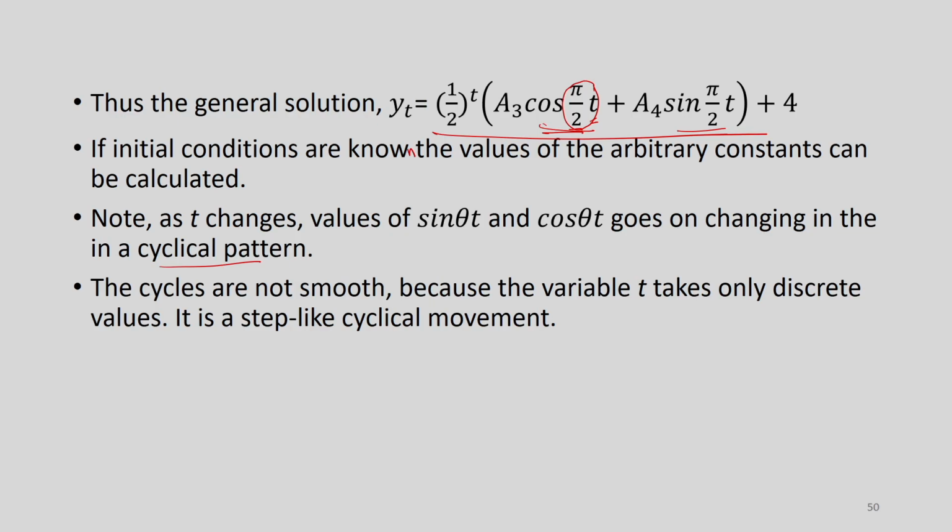The cycles are not smooth because the variable t takes only discrete values, it is a step like cyclical movement, right. So, t will take only values like 0, 1, 2, 3, 4, discrete values. Corresponding to that, the sines and the cos will go on changing accordingly. So, the value of y t will change in a cyclical manner, but it is not going to be a smooth cycle, it is going to be something like this. As you can see, there are jumps between two time periods. So, that is what I mean, that it is a step like cyclical movement.